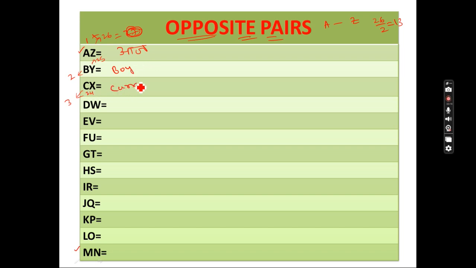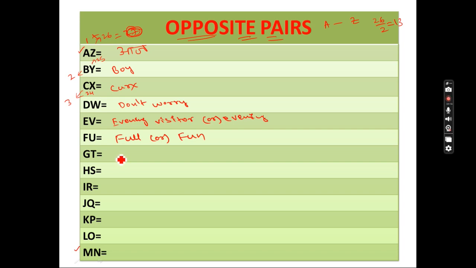CX, crux. Now DW, don't worry, I am just making one word. On your own you can find one word and link that word to the pair so that you can remember that pair easily. These are called memory tips. EV, I am making this as evening visitor, or you can also say evening. FU, you can say full, or fun also. It is your choice what you want to use. If you get any other idea, you can apply it to this pair so that you can easily remember.